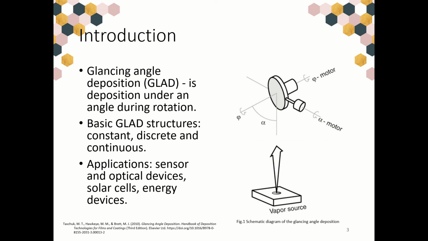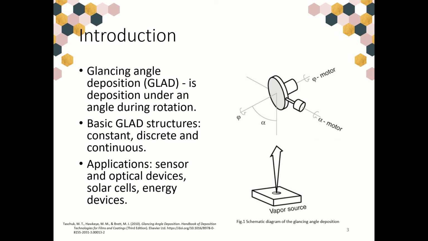On the right side of the presentation, there is a figure which shows schematic diagram of the glancing angle deposition. The deposition angle alpha is defined as the angle subtended between the substrate normal and the incident vapor. Azimuthal rotation about the substrate normal is measured by the angle phi.